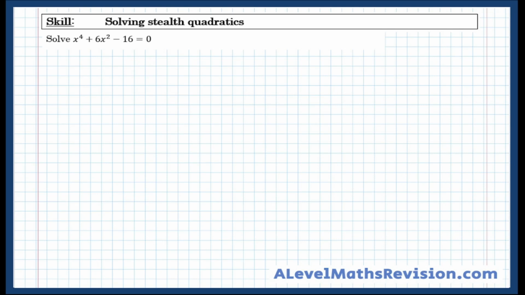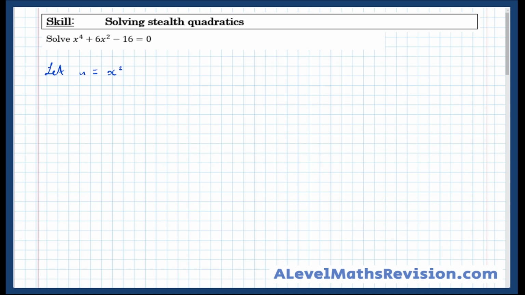Solve x to the 4 plus 6x squared minus 16 equals 0. So that's sort of laid out like a quadratic, but isn't quite because it's got an x to the power of 4 in. So what we're going to do here is make a substitution, and as a rule the substitution we're going to perform is let u, and typically for substitutions we use the letter u in maths, not sure why, so let u equal the variable in the middle term, which in this case is x squared.